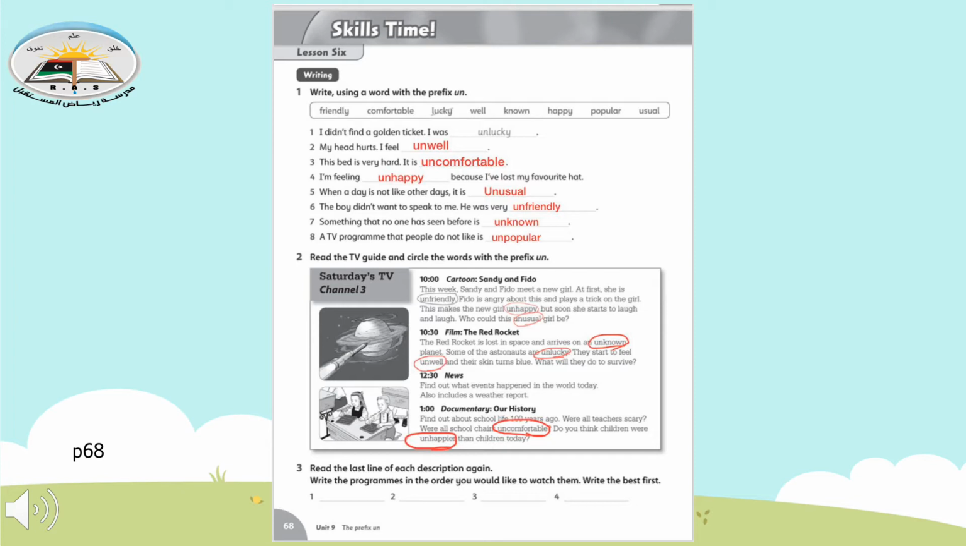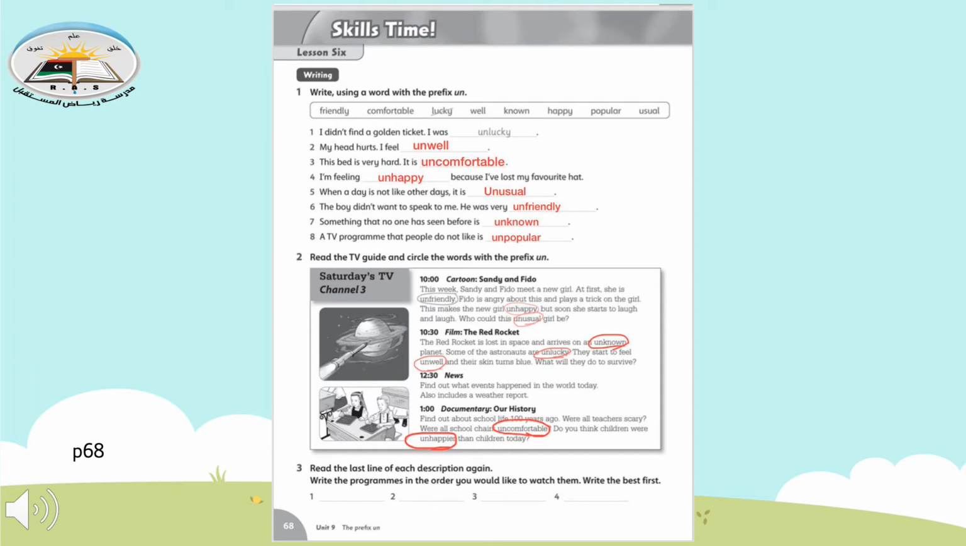Now let's move to question number 2. Read the TV guide and circle the words with the prefix un. So we have a TV guide, with a text under each new program. We need to read the text and circle the words that have the prefix un. Okay, so let's read together.